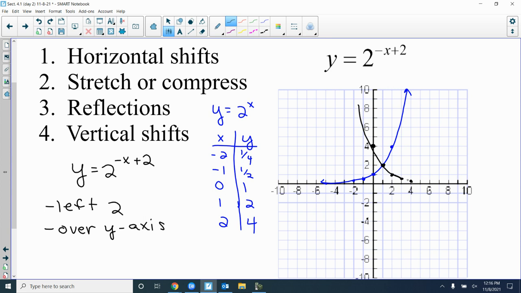And then draw that in there. So that would be that case. Left 2, reflected over the y-axis. Flip it the other direction. All right, horizontal asymptote will still be the same.